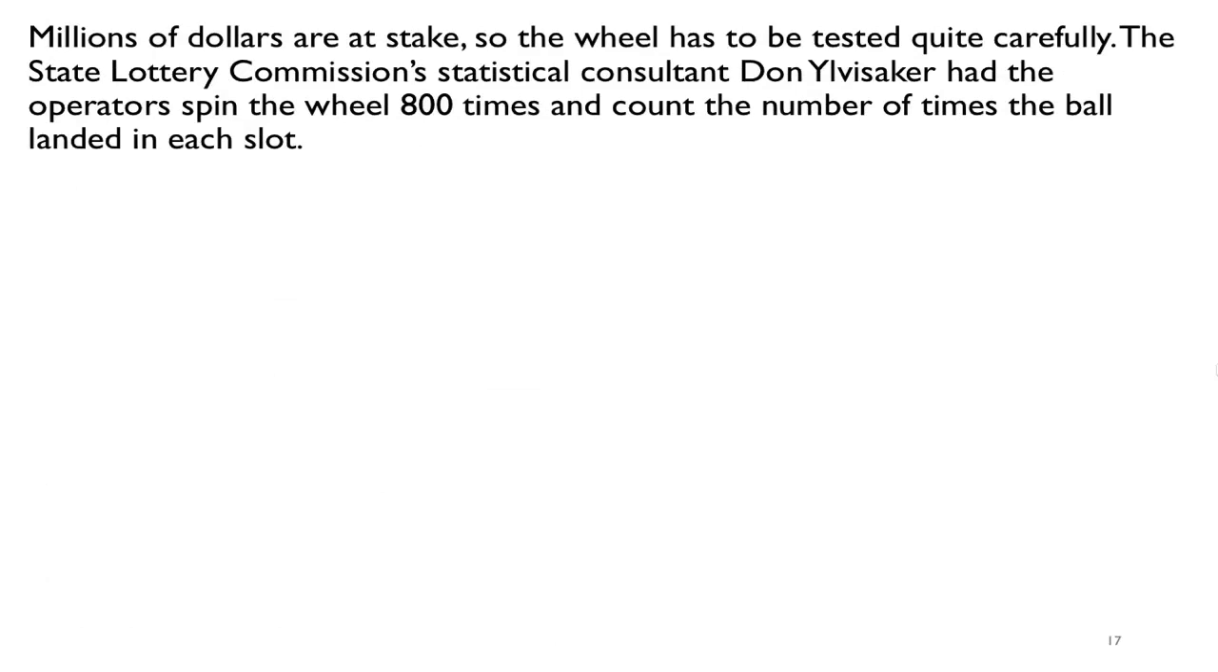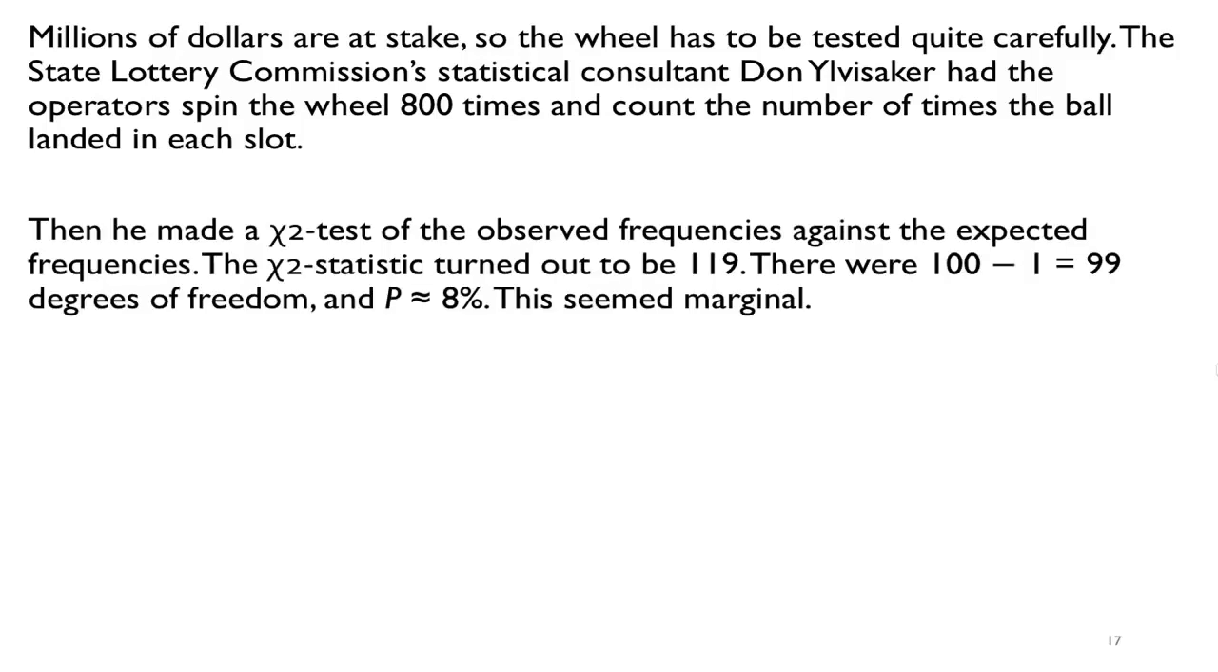So the State Lottery Commission's consultant had the operator spin the wheel 800 times and count the number of times the ball lands on each slot, to make sure that the numbers that come up are within reason, which shows that this is random. So he made a chi-square test of the observed frequency against the expected frequency. The chi-square statistic in this case, after he computed it, happened to be, say, 119. Again, all the calculation done here is the same as what we've seen earlier. Because there are 100 slots, the degrees of freedom is 99. You look up the chi-square curve, and we find that p is 8%. So 8% is kind of marginal.